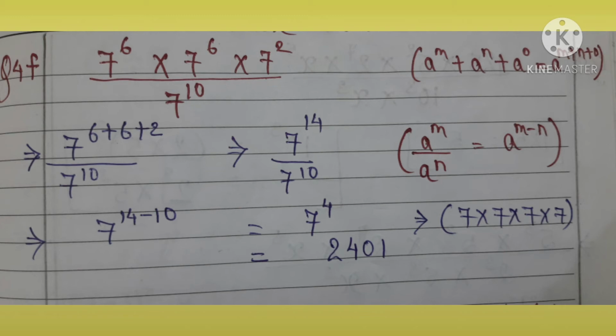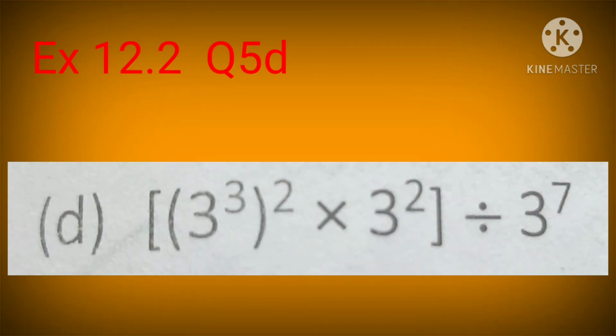So 10, which was the power of the denominator, gets subtracted from 14, which yields 7^(14-10), equal to 7^4. Now since the question is evaluate, we will find the value of 7 multiplied by itself 4 times. That gives the answer as 2401. Now let us check question 5D, in which (3^3)^2 × 3^2 divided by 3^7 is the question given.